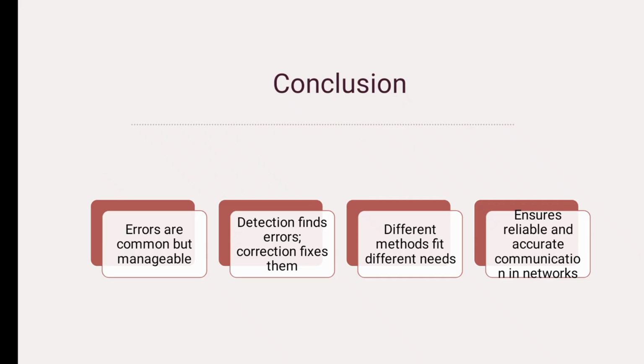The conclusion. In conclusion, errors are common in data transmission but can be managed effectively. Error detection helps us find if an error occurred and error correction helps fix them. Different methods serve different needs based on the level of accuracy and complexity required. Together, these techniques help build reliable and trustworthy communication networks.